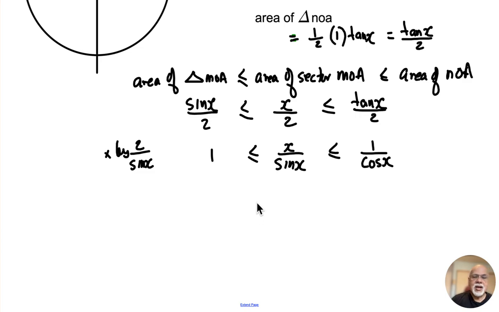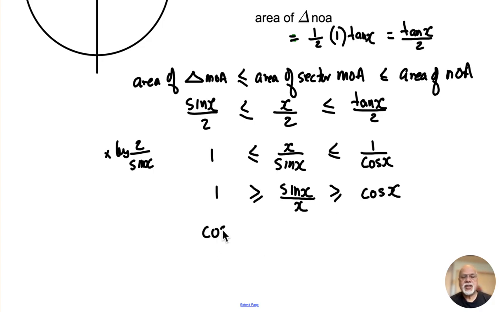Now, I can flip all the inequality signs around if I flip the fractions over. So 1 over 1, of course, is just 1. So this would be greater than or equal to sine x over x, which should be greater than or equal to cos x. And now writing it the other way around, cos x then is less than or equal to sine x over x, which is less than or equal to 1.